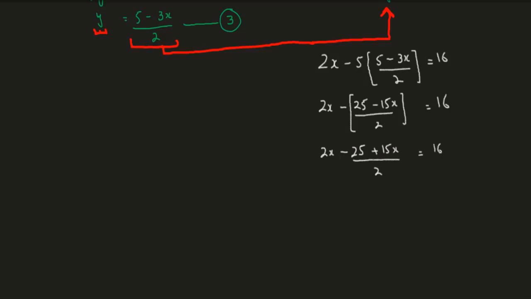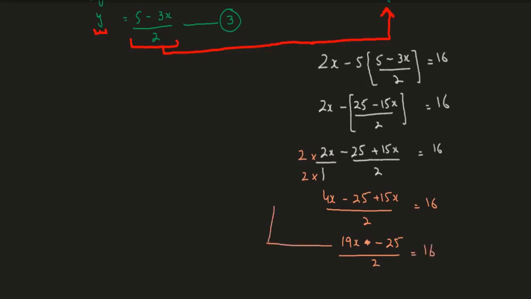Now I have to take the LCM. I can do that by making the denominator the same. This has a denominator 1, so if I take the LCM, I have to multiply this denominator with 2 and also multiply this numerator with 2. So (4x minus 25 plus 15x) whole divided by 2 is equal to 16. So 4x plus 15x makes it 19x. Sorry, this is minus 25, whole divided by 2, is equal to 16. Let me just do the remaining part right here.